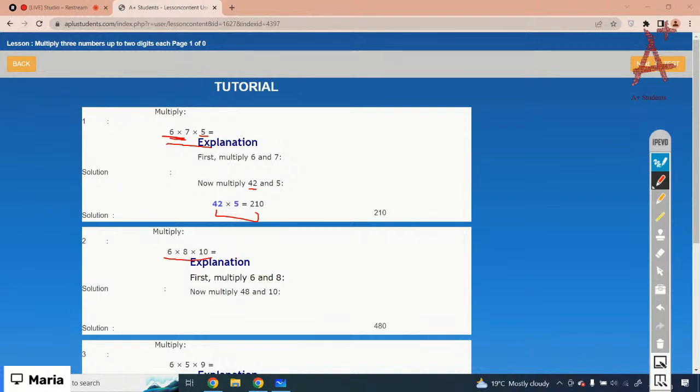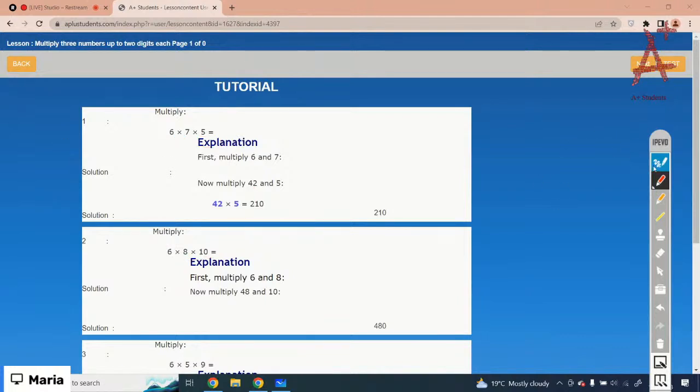Let's do another example. You have to multiply 6 times 8 times 10. You have to multiply three numbers. So just pair up the numbers. Let's do 6 times 8 first. Got it? 6 times 8 is 48. Then you are left with 48 times 10. So 48 times 10 is 480. Got it?